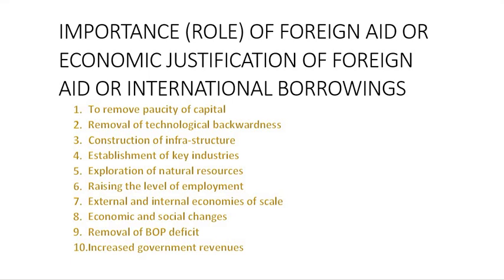Last, the tenth point is increased government revenues. In addition to industrialization, because of foreign assistance and foreign investment, the foreign resource inflow also gives rise to government revenues in the form of customs duties, excise tax, sales tax, income and wealth tax, etc. Thus we conclude that foreign aid and assistance play an important role in a poor country like Pakistan.